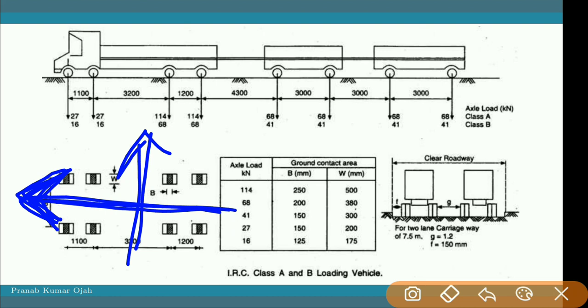In this direction the vehicle is moving. So we have to find out the dimension of the wheel which is touching the ground. In the longitudinal direction, along the direction of the movement, the dimension of the wheel touching the ground is capital B. Similarly, along the transverse direction, the dimension touching the ground is capital W. And the dimensions of B and W we get from this table. So for 114 kN of load, B is 250 and W is 500.